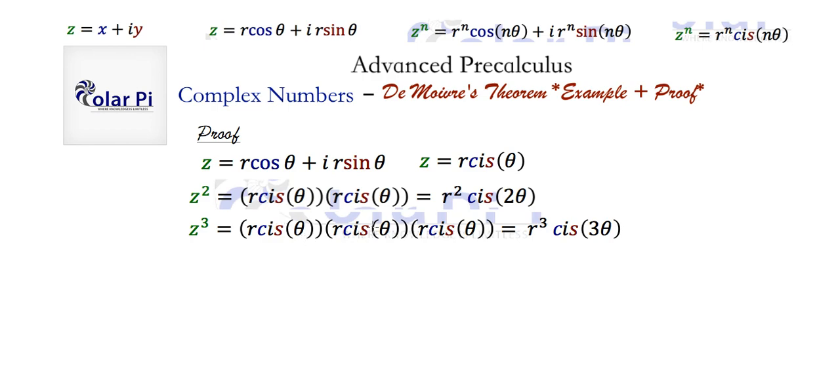Okay, anyway, what would z cubed look like? Well, it's r cis theta times r cis theta times r cis theta. So we multiply the three moduli, r times r times r is r cubed, and we add the three arguments, theta plus theta plus theta is 3 theta. So we get r cubed cis 3 theta. By analogy, it's clear that z to the n would be multiplying n copies of r cis theta. That's multiplying n r's, which is r to the n, and then adding n thetas, which is n theta. There it is. That's the proof.